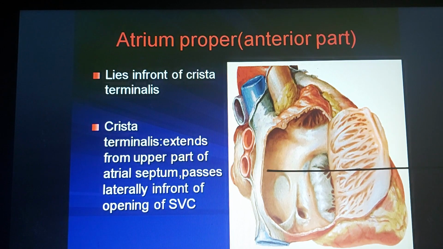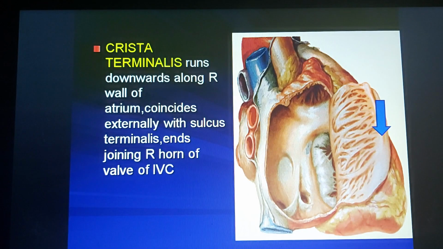It passes laterally in front of the superior vena cava. Okay, the crista terminalis extends from the upper part of the atrial septum. It passes laterally in front of the opening of the superior vena cava and runs downwards along the right wall of the atrium.